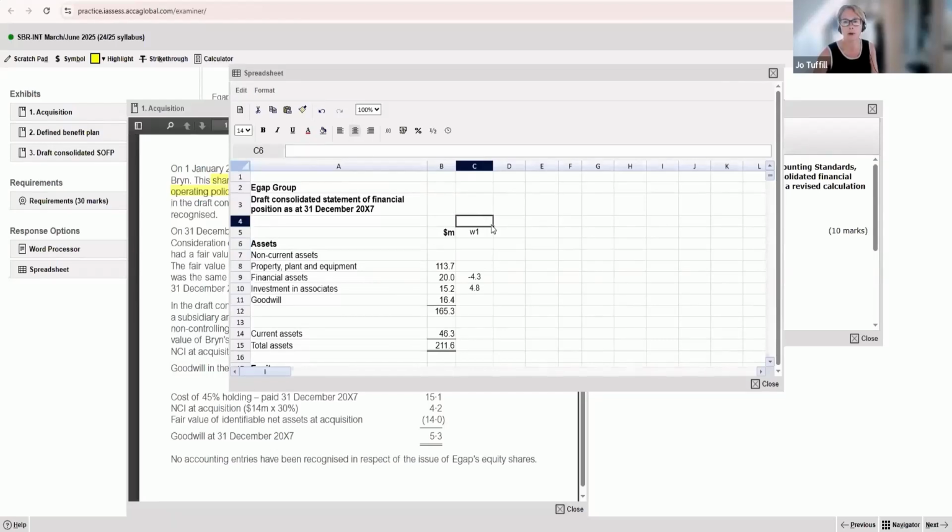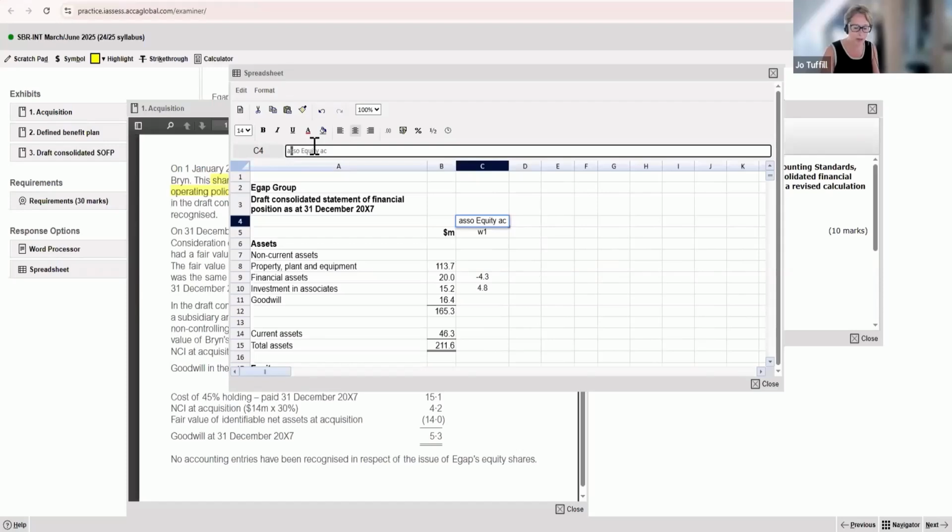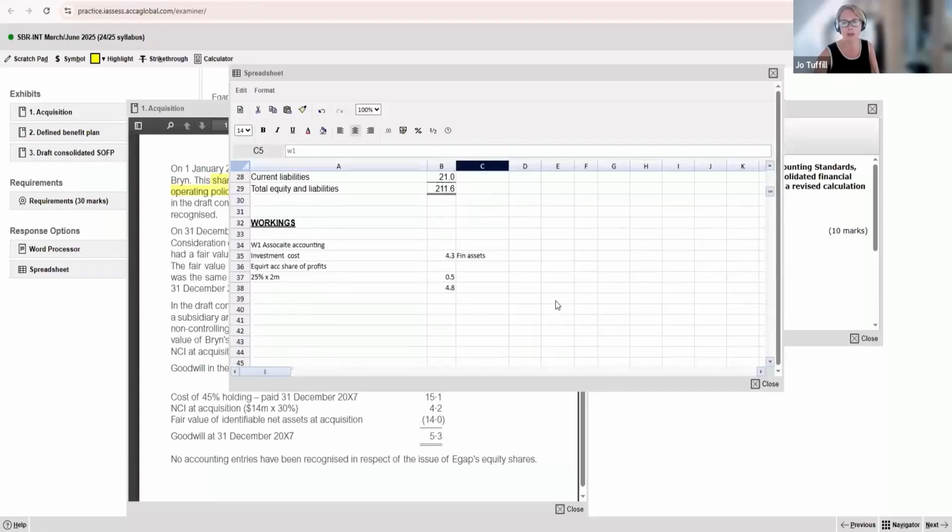Okay. So it's probably good to say working one and then say associate, just so they know equity account. And then hopefully that's clearer to the examining team what you've done. Associate equity account. I'm obviously not making everything look amazing because you just need to be obvious about what you're doing. And there's your journal, your first journal done.